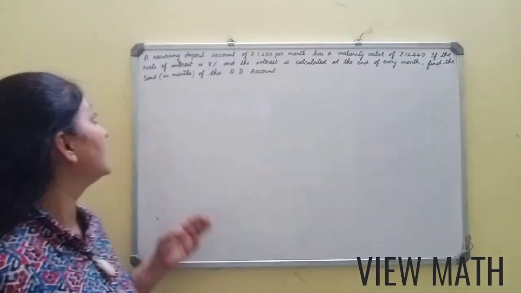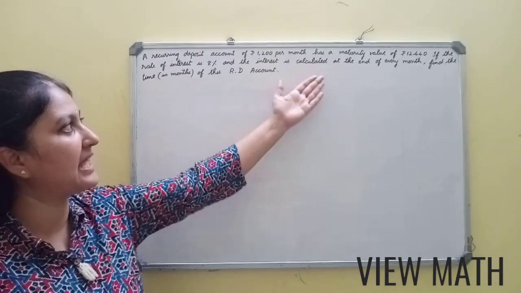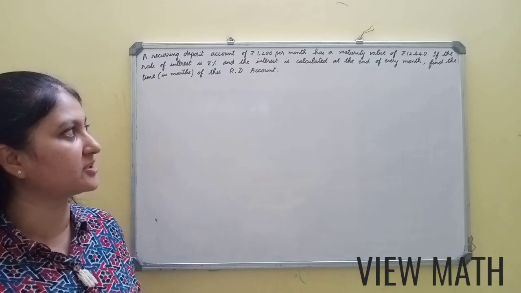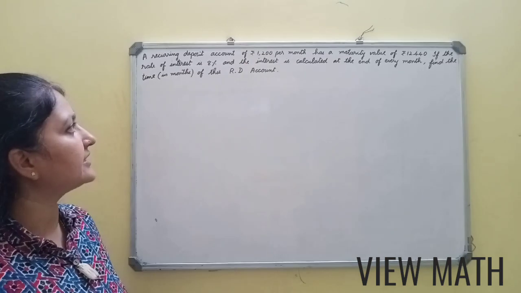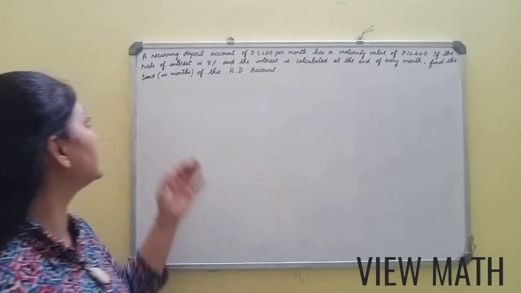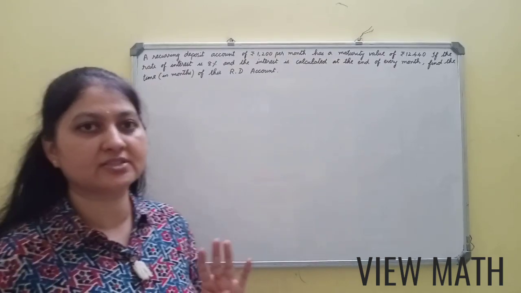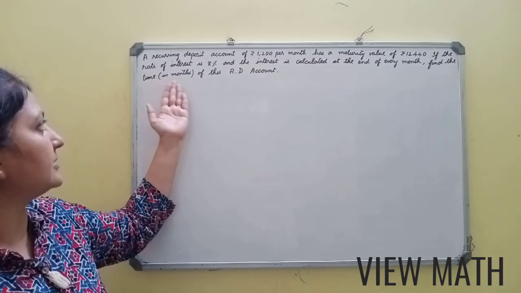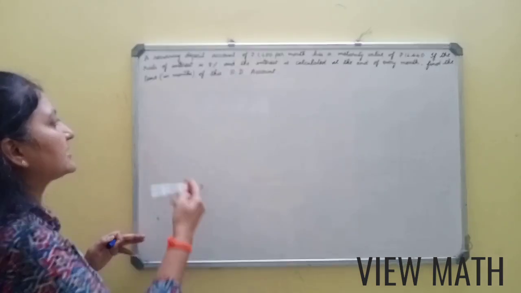Next problem. A recurring deposit account of rupees 1,200 per month has a maturity value of rupees 12,440. If the rate of interest is 8% and the interest is calculated at the end of every month, find the time in months of this RD account. This is the fourth type in this chapter. They are asking us to find out the time in months, that is N value they are asking us to find out. So let me start.